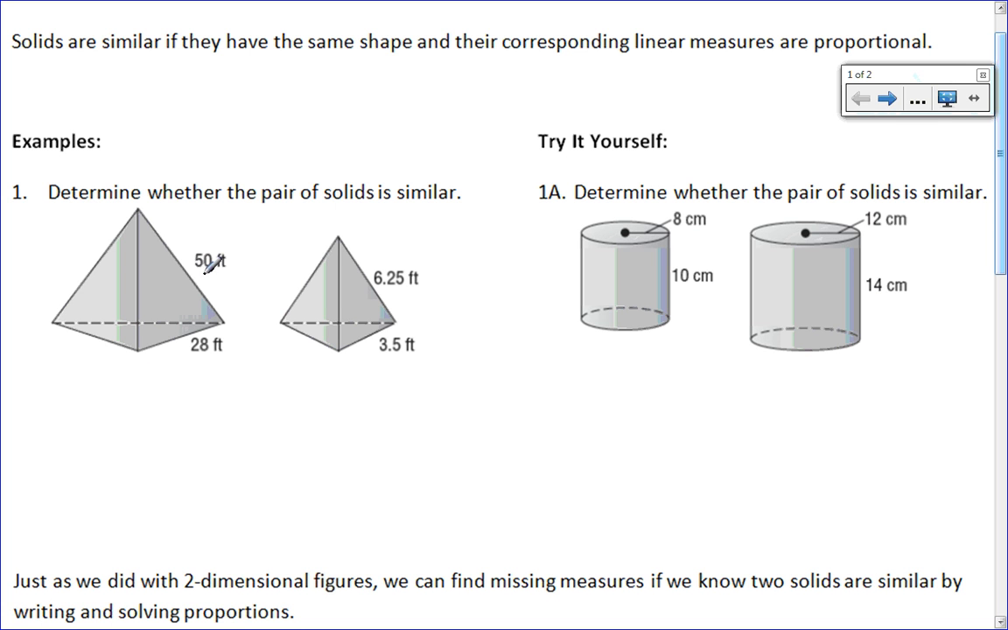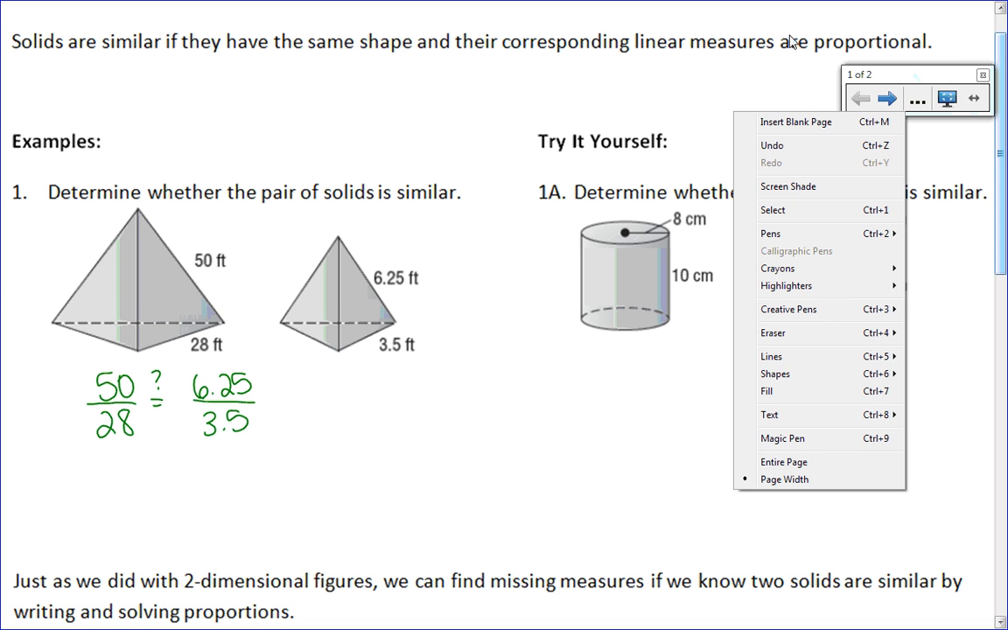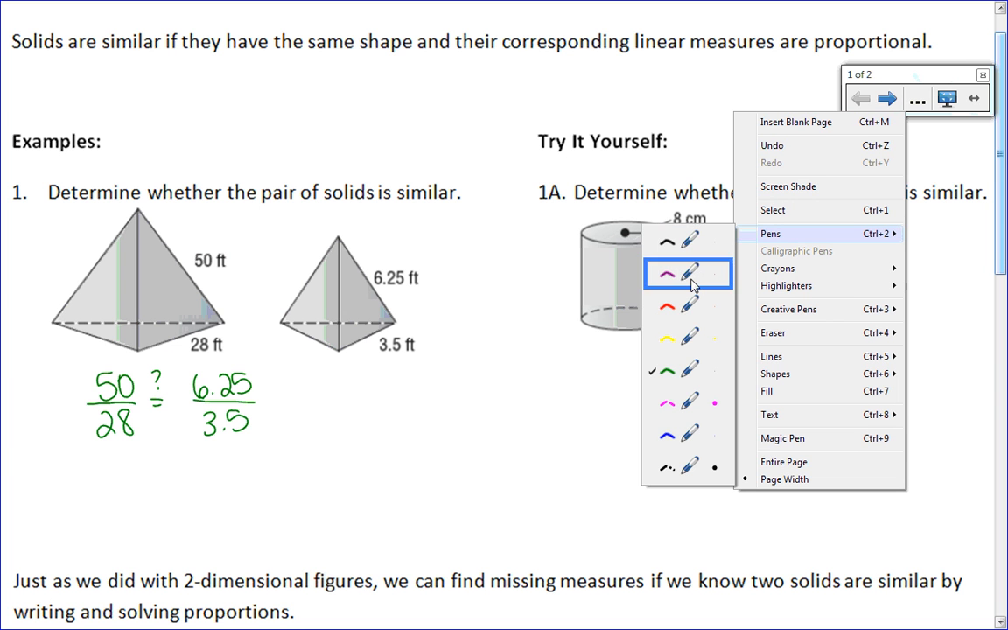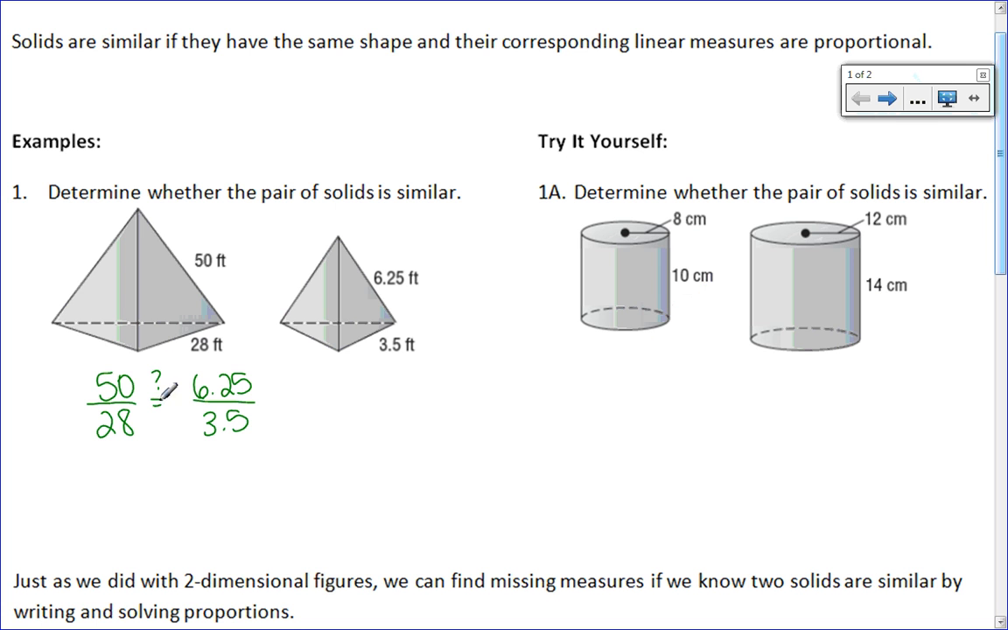Remember with a proportion, it doesn't matter how you set up the first set of numbers, as long as the second set of numbers matches it. So we want to see if this is indeed equal to, let's see, that 50 is this length, that goes with the 6.25, so that will go on the top in the second one. And then 28 is this length, 3.5 is the one that goes with it. Okay, and remember to find out if these are actually equal, we can use cross products.